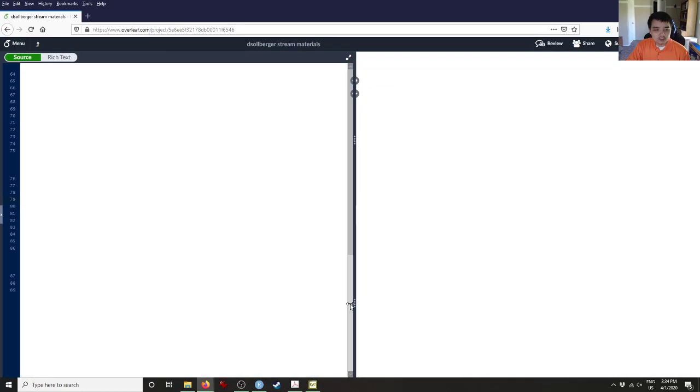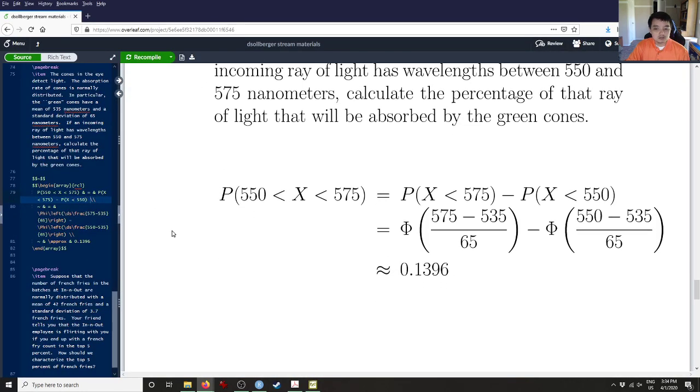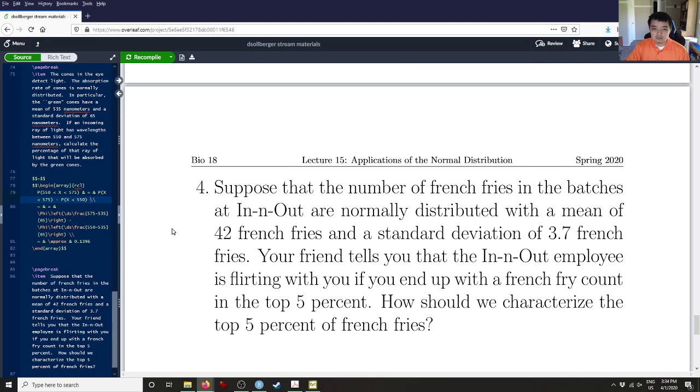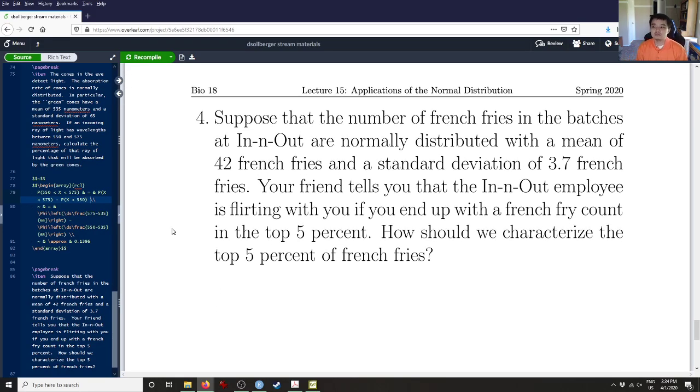Alright, so let's try out one more example, one more setting. Reading off the example: suppose that the number of french fries in the batches at In-N-Out are normally distributed with a mean of 42 french fries and a standard deviation of 3.7 french fries. Your friend tells you that the In-N-Out employee is flirting with you if you end up with a french fry count in the top 5%. How should we characterize the top 5% of french fries?